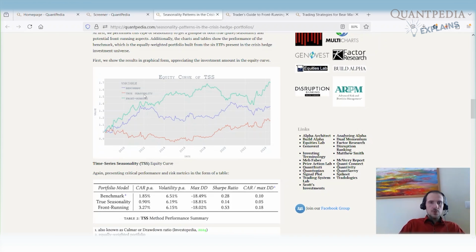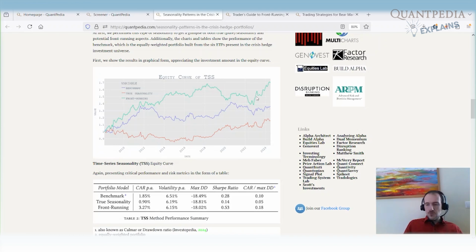Now, what is the true seasonality portfolio? The true seasonality portfolio is the portfolio where you buy the assets based on the previous 12-month performance. As I discussed before, you will take a look at the individual asset. At the end of the January, you will check what the performance was in the February of the previous year, and if it was higher than the median performance over the last 12 months, you will buy that asset. So that's the true seasonality. As we can see, the true seasonality is not performing very well.